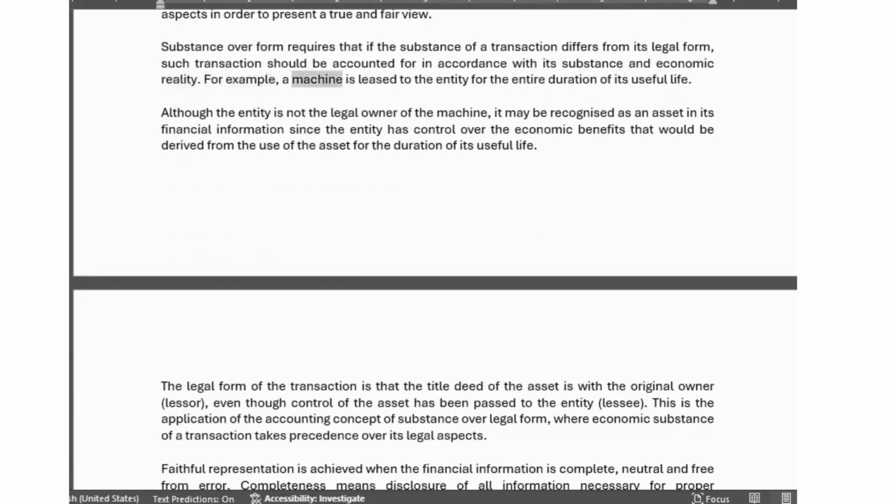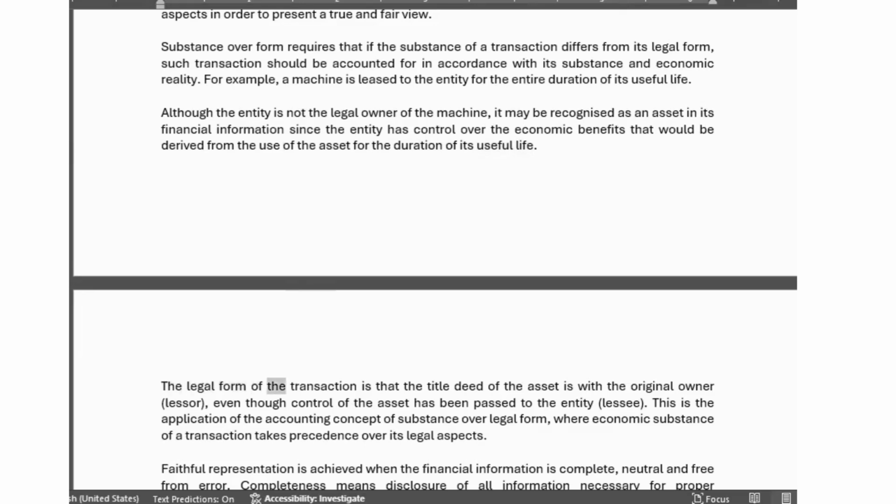For example, a machine is leased to the entity for the entire duration of its useful life. Although the entity is not the legal owner of the machine, it may be recognized as an asset in its financial information since the entity has control over the economic benefits that would be derived from the use of the asset for the duration of its useful life.